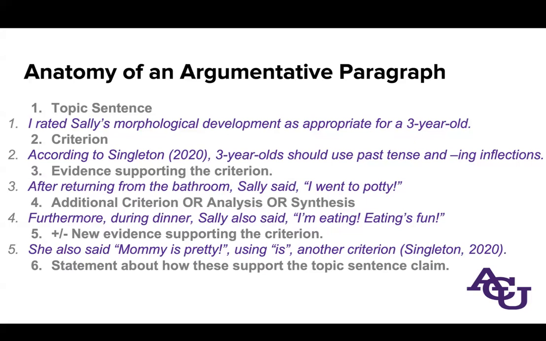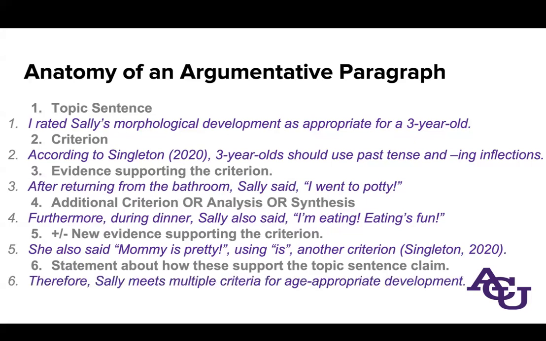And then we can wrap this up with a statement that brings it all together and tells us, "therefore," which means based on the things that were stated before, therefore, Sally meets multiple criteria for age-appropriate development.